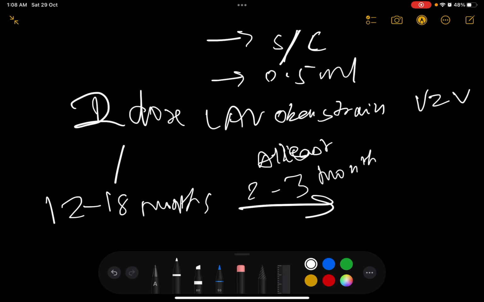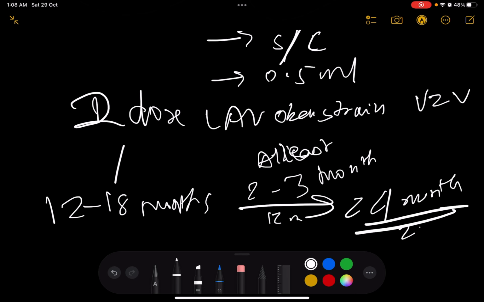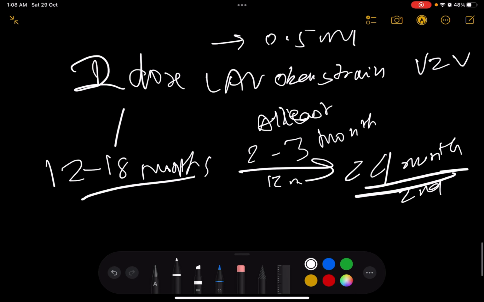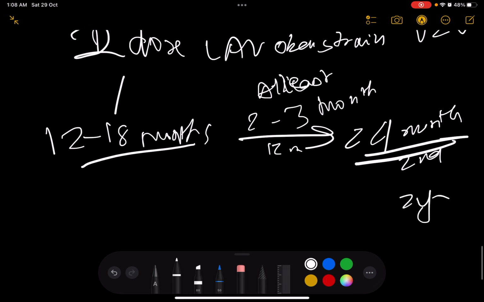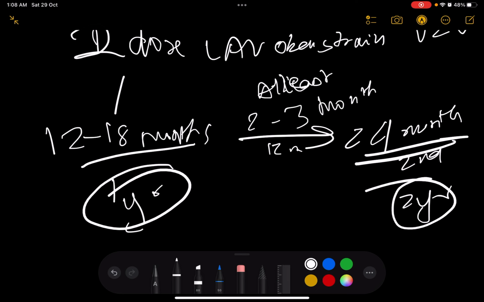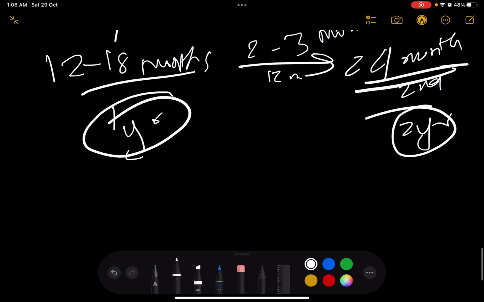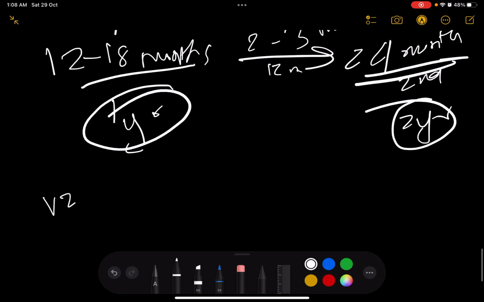But does that mean that you can keep a gap only of 2 to 3 months? Definitely not. There can be a gap of 12 months as well, so I can give it at 24 months as well. Usually the second dose comes at the 24th month. Why? Because 24 is easy, 2 years, and the first comes at the first year. Simple. एक साल पे दो, दूसरे साल पे दो. You're done. So you remember VZV as simple.